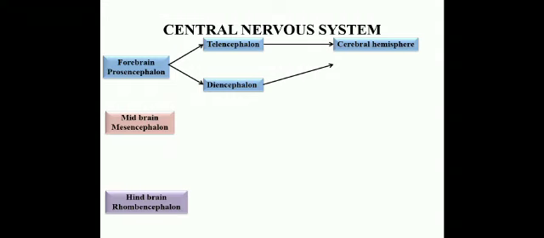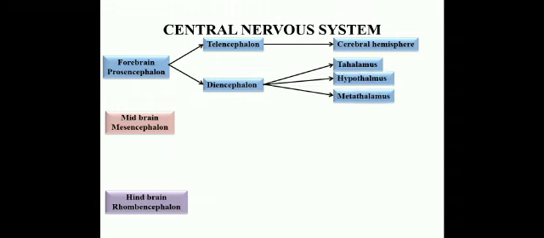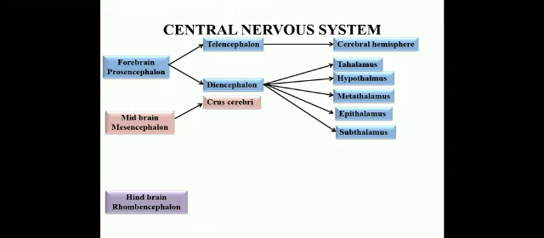The diencephalon or thalamencephalon, it is hidden by the cerebrum. It consists of thalamus, hypothalamus, metathalamus, which includes the medial and lateral geniculate bodies. The epithalamus includes the pineal body, the habenular trigone and the posterior commissure, and the subthalamus. The midbrain or the mesencephalon includes the crus cerebri, substantia nigra and the tectum and the tegmentum.